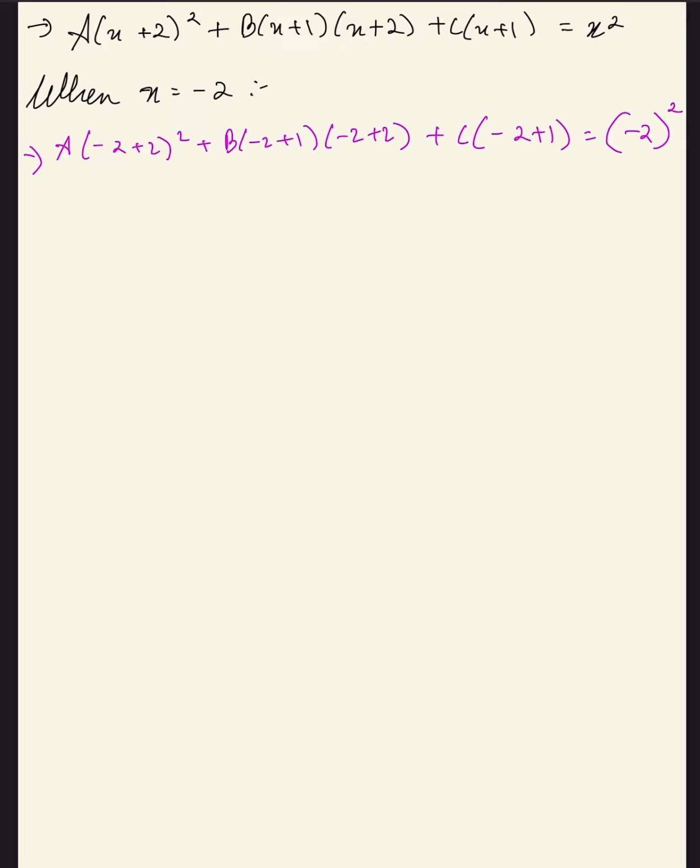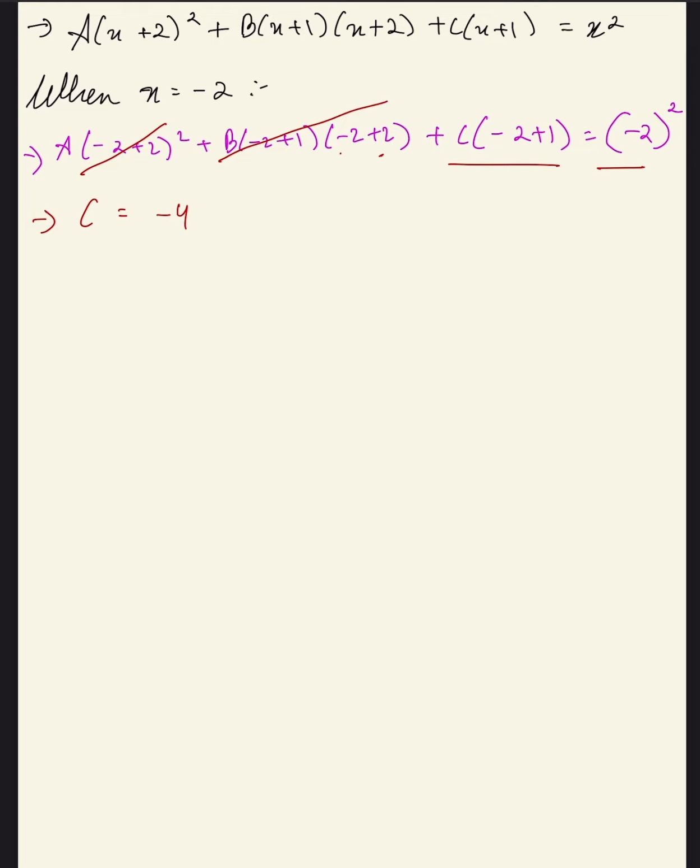Let's solve it. So this term will go to 0 because A times 0 is 0. B will go to 0 because -2 plus 2 is 0, and B times 0 is 0. We'll have C down here. So we'll only have C remaining, so the C value will be -4.